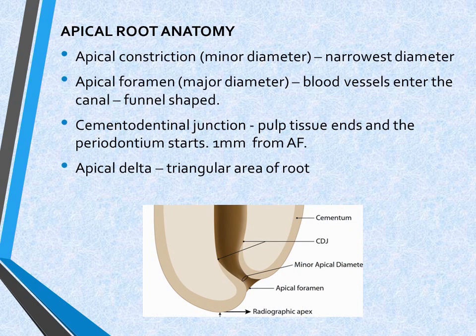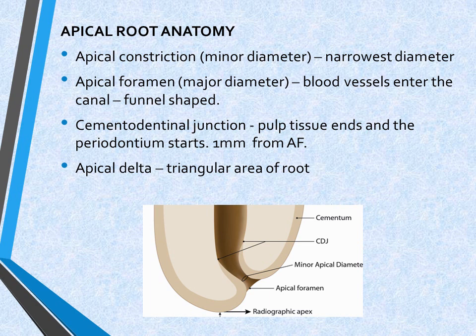Now coming to the apical root anatomy, the apical constriction, which I was mentioning, is also known as the minor apical diameter. It is the narrowest diameter in the root canal of the tooth, whereas the apical foramen is also known as the major apical diameter. This is where the blood vessels actually enter into the canal. This is a retrograde entry. It is not from the top to the bottom, but from the bottom to the top. The blood vessels are entering from the periodontium area into the canal. So it is a funnel shaped entity.